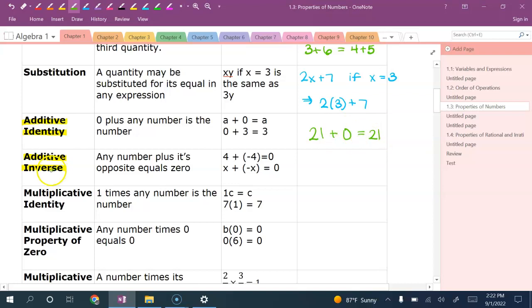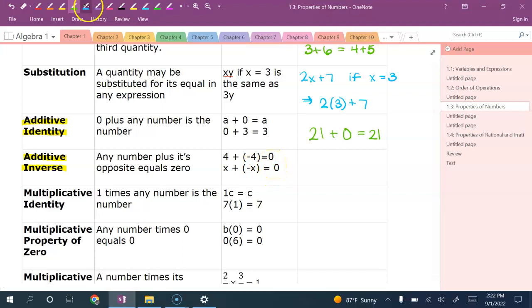The additive inverse says that when you take a number and you add it to its opposite, it's going to equal 0. Opposites would be when you have something that's positive and something that's negative. So 4 plus negative 4, those are opposites. X plus negative x, those are opposites, and you can see that they equal 0.